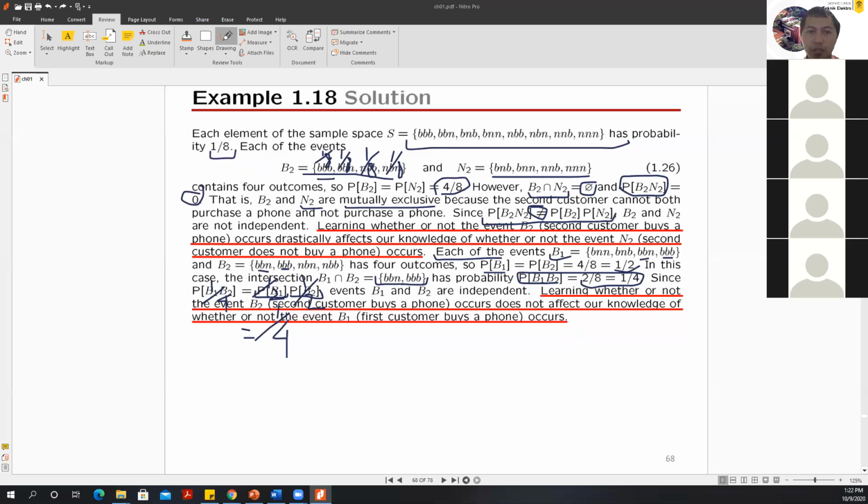Oh, there is a question. So independent events only occur if the intersection has a value. Independent events occur if the intersection has a value. Not really. Not really. Why?